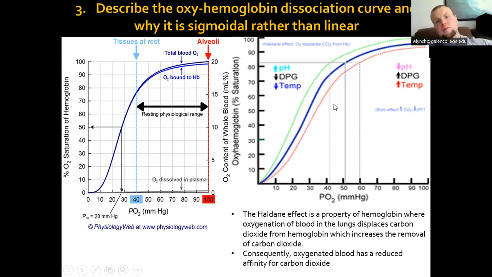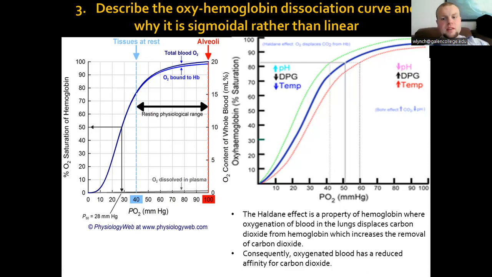What these are called are the Bohr and Haldane effects. The Bohr effect is where we have a decrease in pH, which is usually from an instance of increased carbon dioxide, and that is going to cause more unloading of oxygen because we have more carbon dioxide in the system than we need. The opposite of that is going to be the Haldane effect, and this is where we get oxygenation of blood in the lungs that displaces carbon dioxide. So the Bohr effect is going to be oxygen dumping when we have a low pH and high carbon dioxide.